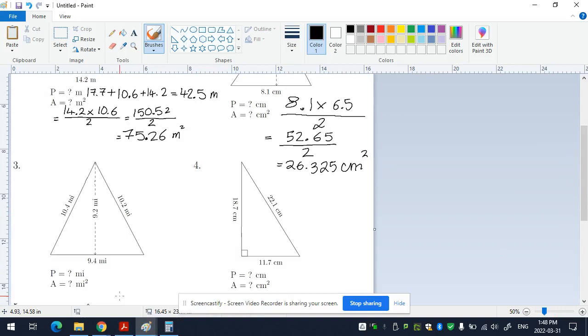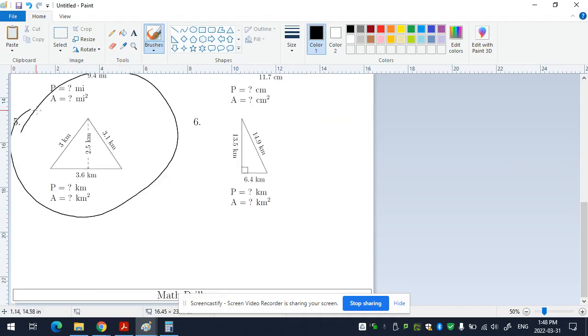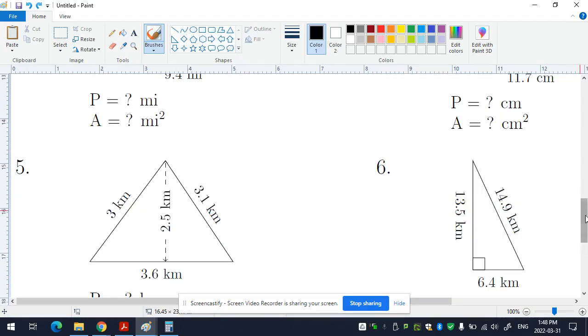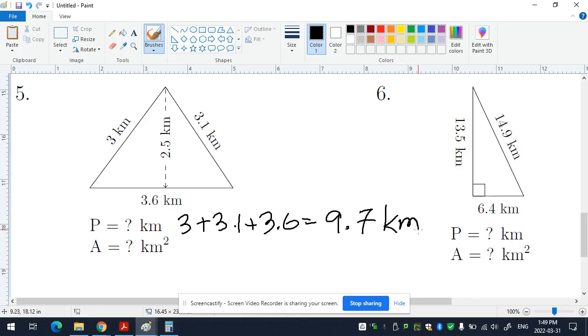So let's do one of those simpler cases. We've just done a right angle one, so let's do this one. Come on, quick. Number 5. So the perimeter: 3 plus 3.1 plus 3.6 at the bottom. How much is that? 3 plus 3 plus 3 is 9. Point 0, point 1, point 6 is point 0.7. Thank you. In full kilometers.